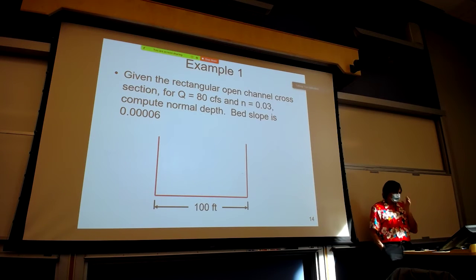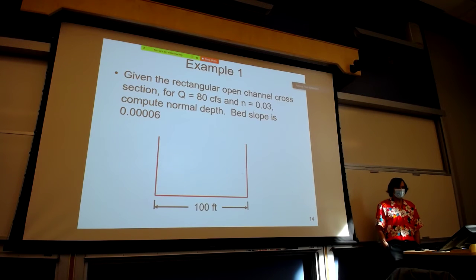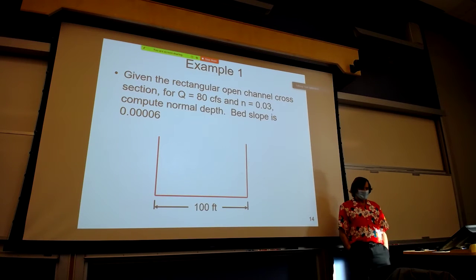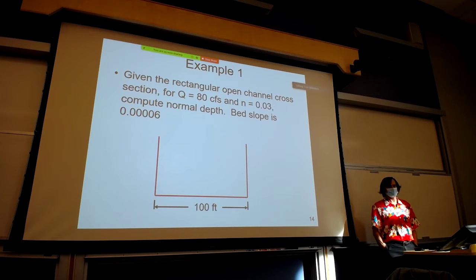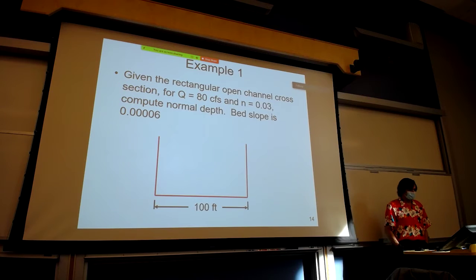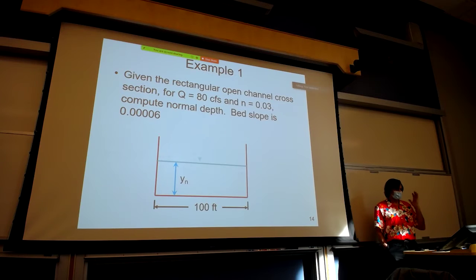So here we have a rectangular cross-section. The width is 100 feet, and you're told that you have a discharge of 80 cubic feet per second. The Manning's roughness coefficient for the bed is 0.03. And you're asked to calculate the normal depth. Remember, normal depth means that you have steady uniform flow. So the bed slope is equal to the friction slope. And the bed slope in this case is 0.00006. So what the question is asking is, what is the depth of flow in this situation? The normal depth.